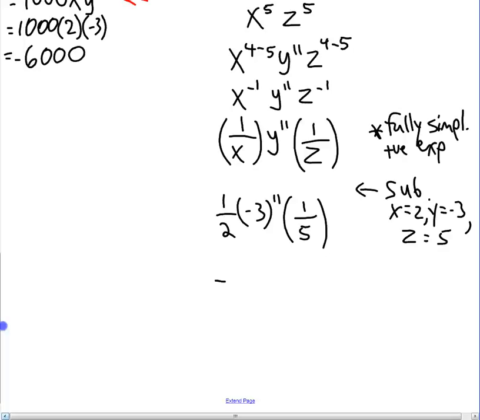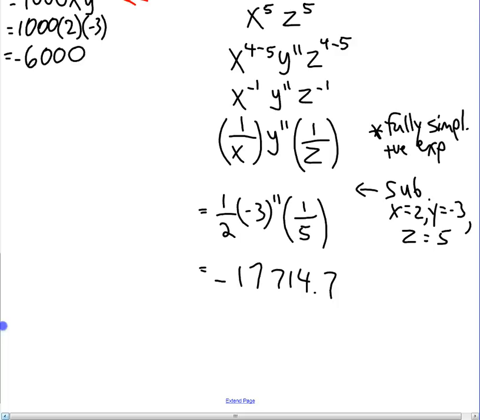So our answer is negative, and I would take that negative 3 to the 11, and then I'm going to multiply that by a tenth, which would give me, dividing by 10 is the same thing, negative 17,714.7 is what that would be equal to. Okay, so I hope I've at least had a chance to practice the exponent laws.